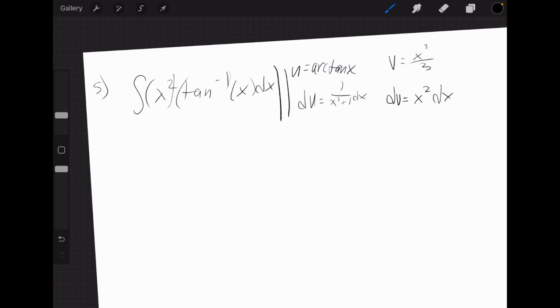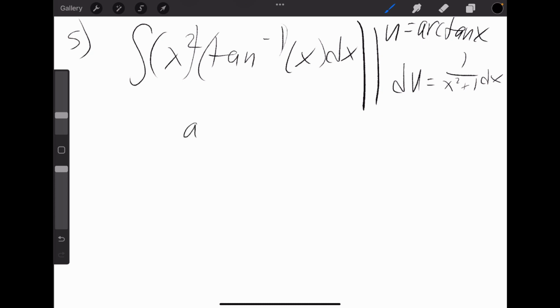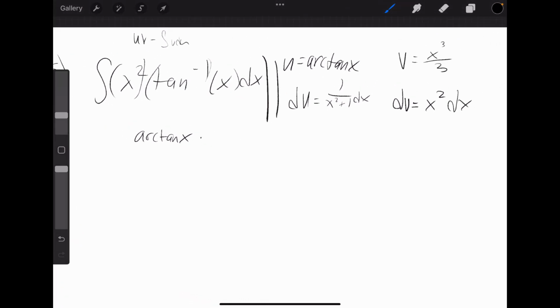So now we have that. We can do, it's going to be uv minus integral of v du, right? So we're going to do arctan of x times v, which is x cubed over 3, minus the integral of x cubed over 3 times du, which is going to be 1 over x squared plus 1 dx. Okay.